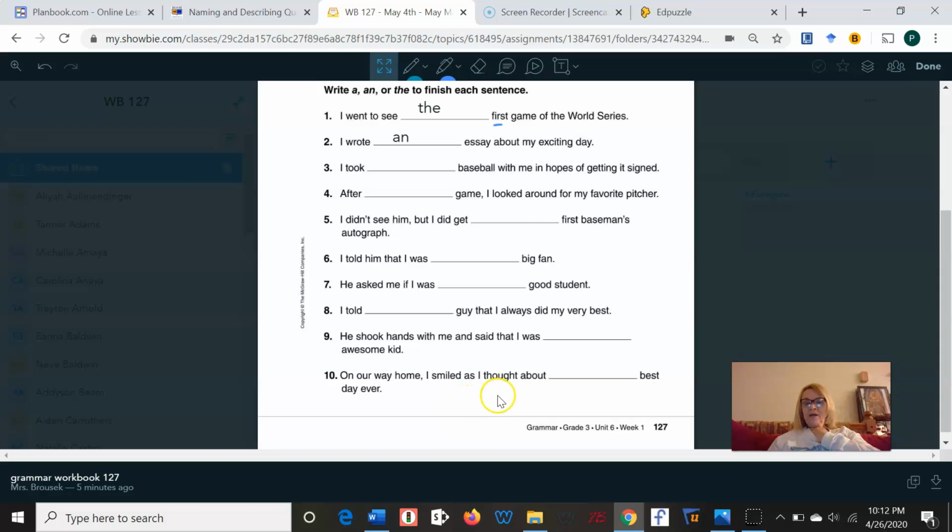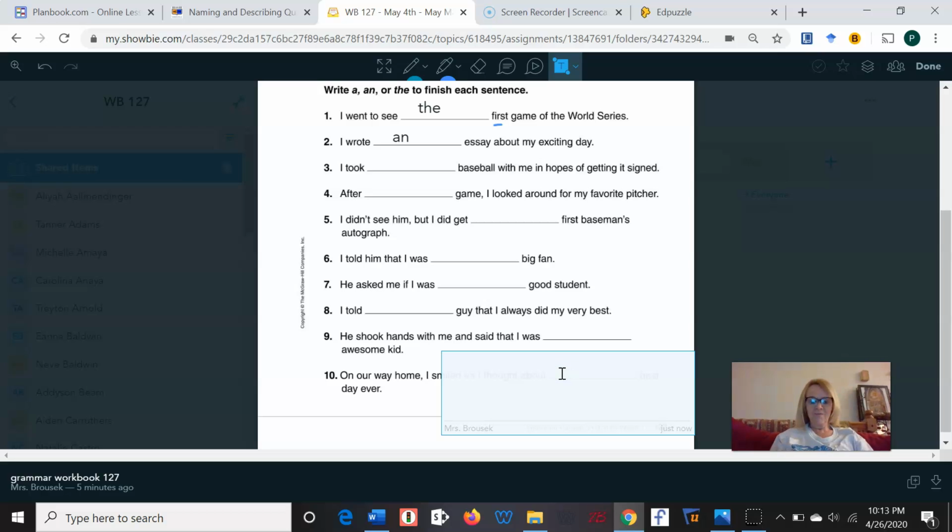On our way home, I smiled as I thought about a best day ever. On our way home, I smiled as I thought about the best day ever. Think. On the count of three. 1, 2, 3. I hope you told me the. I smiled as I thought about the best day ever.